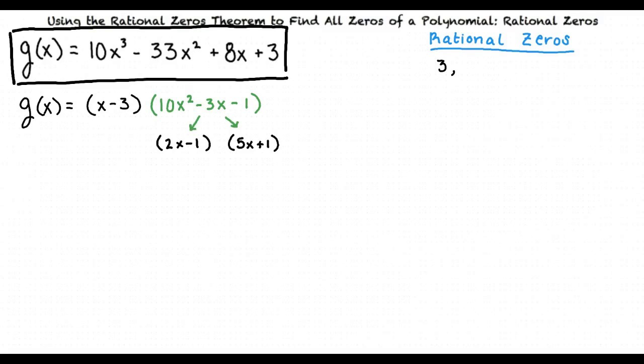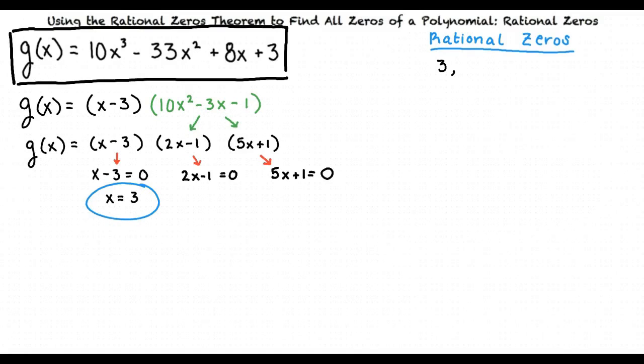If you need a refresher on factoring, I would recommend reviewing the topic factoring polynomials. From here we can solve for x by setting each factor equal to 0 in this way. We already have our first rational zero of 3 from our first factor telling us that x equals 3. We can solve each of the other linear equations in this way. For the first, we will add 1 to both sides, resulting in 2x equals 1. Next, we will divide each side by 2, resulting in x equals 1/2.